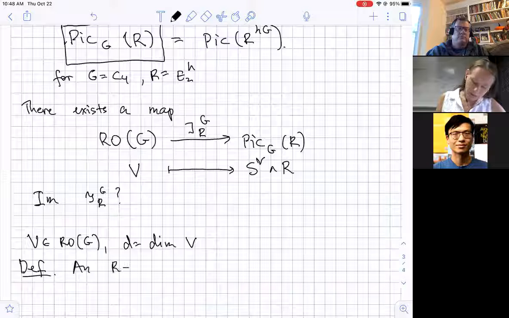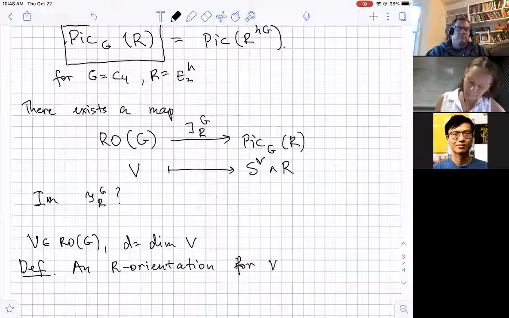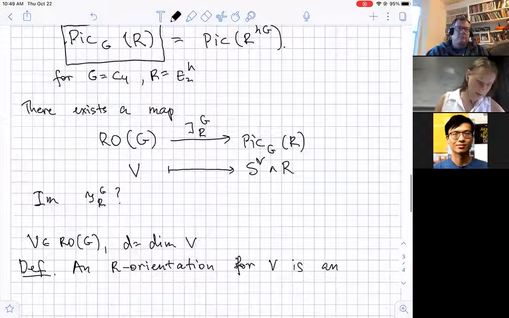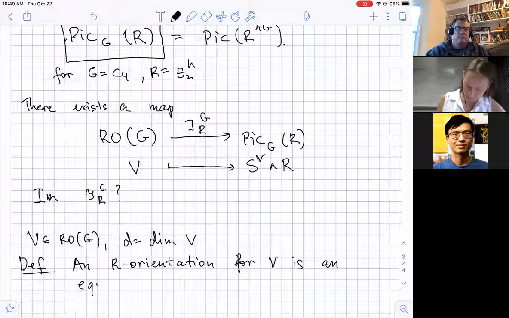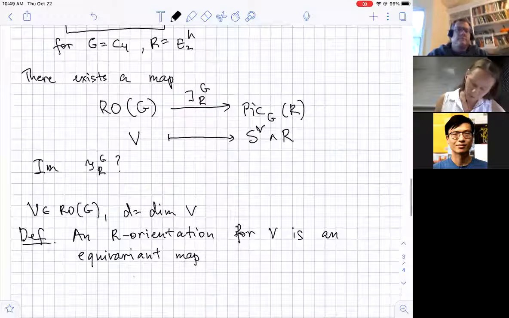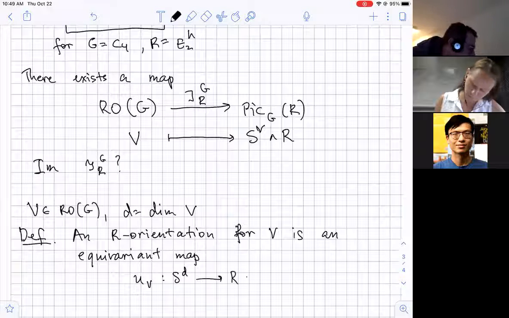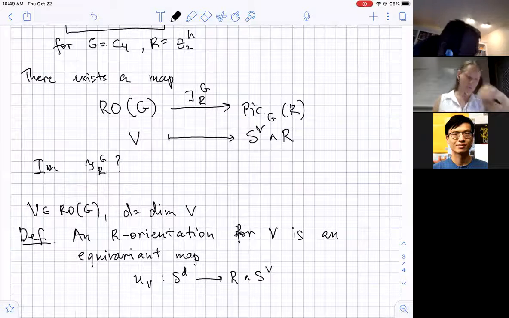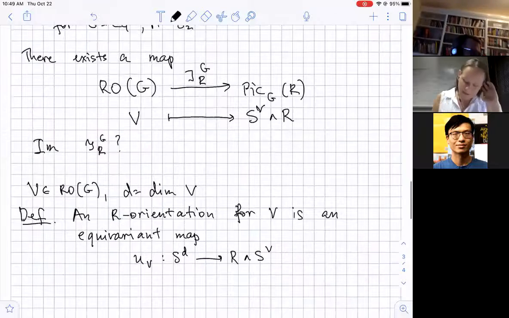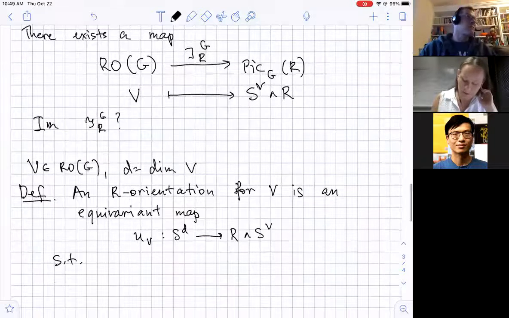And our orientation for V is an equivariant map UV such that, okay, so what do we do now?